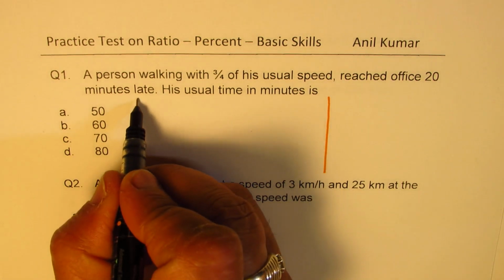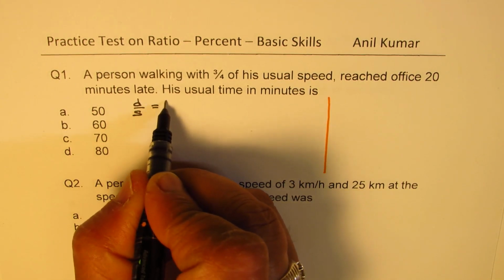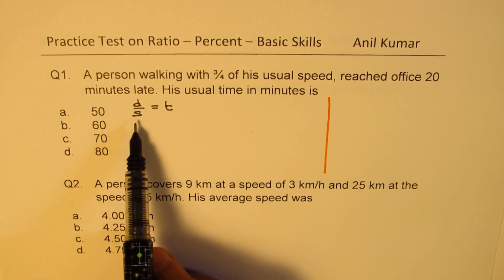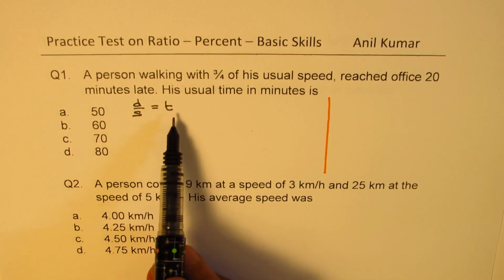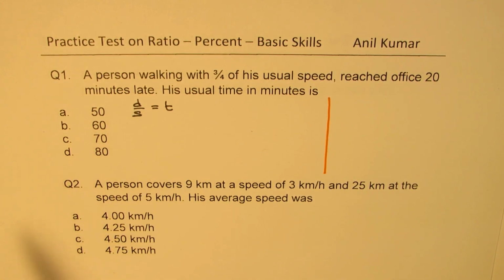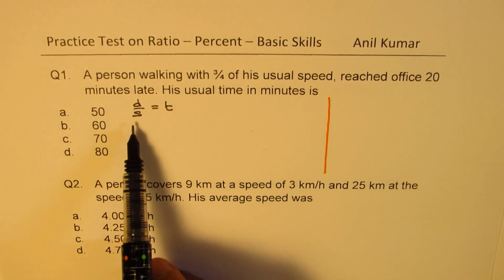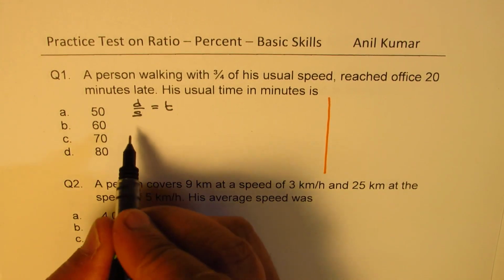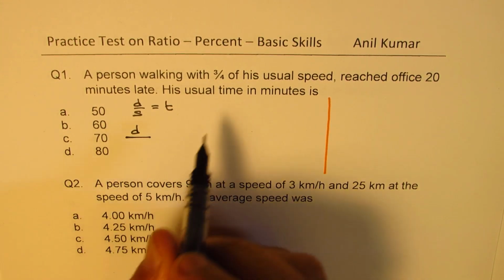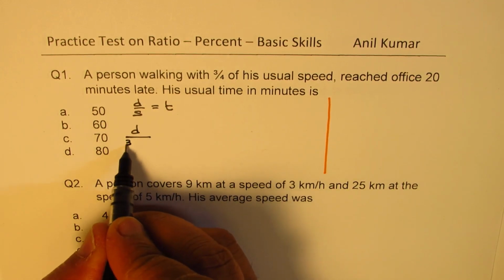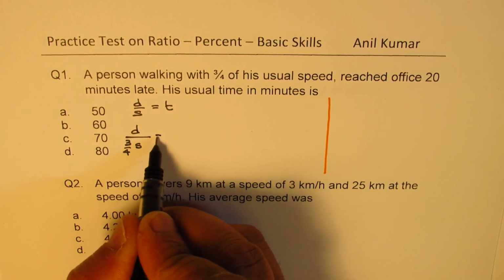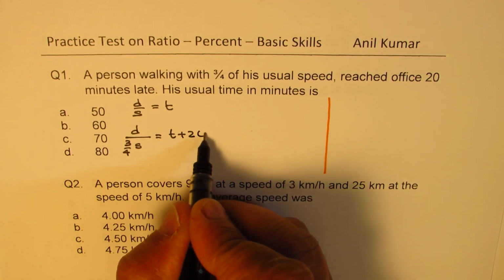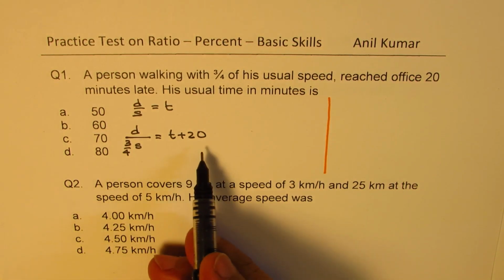As we understand, distance divided by speed is time. Now, if the person is walking with the standard speed, he takes time t. Let us assume the distance to the office is d. Now, in this case, the speed is reduced and the time is increased, right? But the distance remains the same. So what we get here is distance divided by 3/4 of the speed is 20 minutes more than the previous time. This is t plus 20. You get an idea, right? So that is what it is.